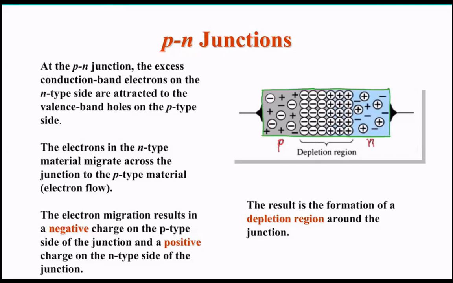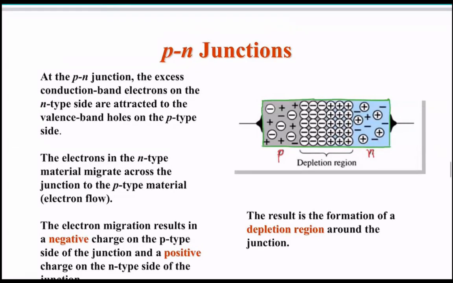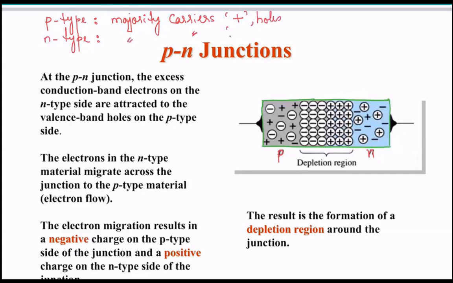Now in a p-type material, what are the majority carriers? Holes or electrons? Yes, folks. P-type is holes and the N-type is electrons. Correct, awesome. So majority carriers here are holes, and then majority carriers in an n-type material are electrons.